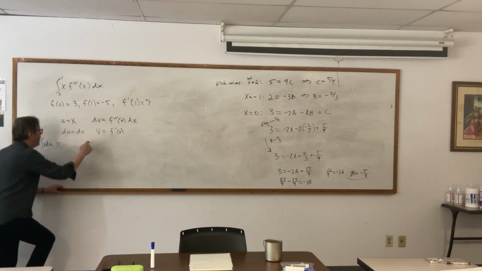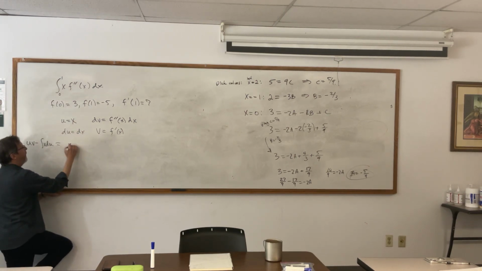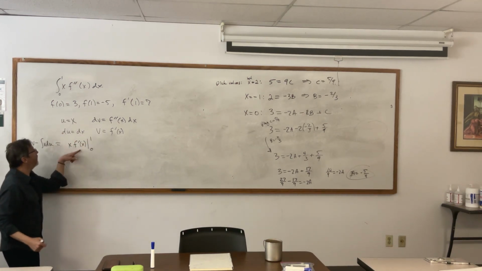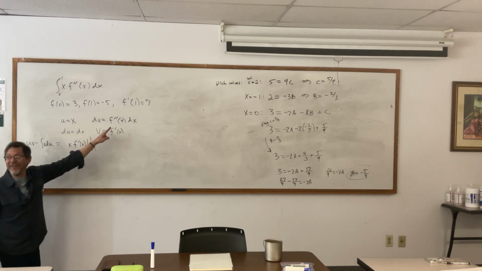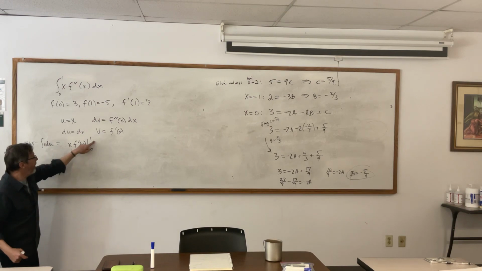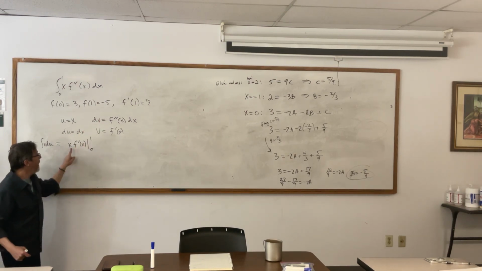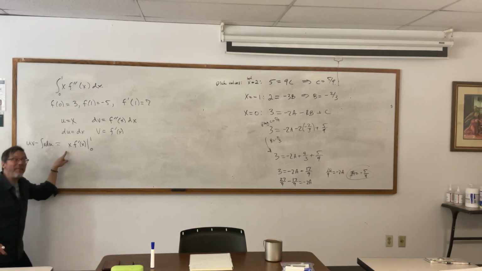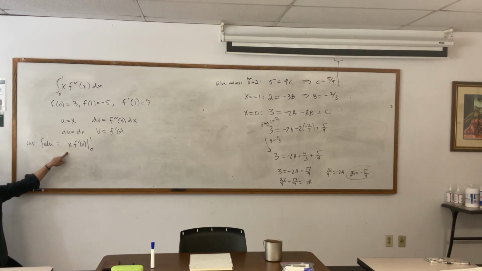So that's going to become x f prime of x. And remember, we're evaluating that from 0 to 1. That's why they told me what f prime of 1 is. So now I've literally got the values I need. See, when I put in 1, I get 1, f prime of 1. Aha, that's 7. F prime of 0 doesn't matter because it's times 0.